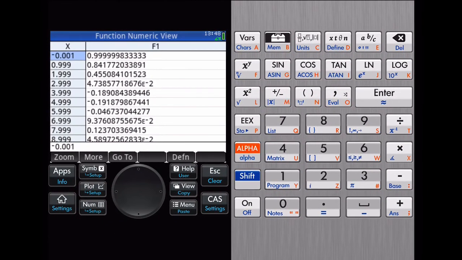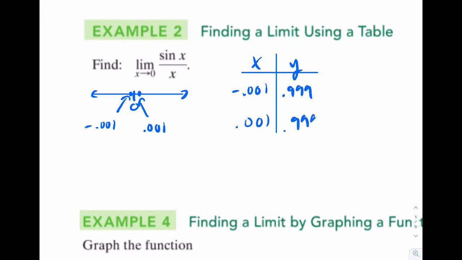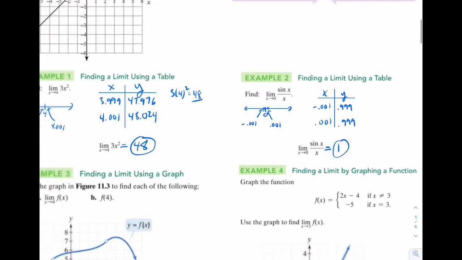And let's type in positive 0.001. Once again, 0.999. So that means our limit, so I'll just copy this thing. Our limit, as x approaches 0 for this function, is 1. And notice how I'm copying the whole thing? That's proper notation. You want to say the limit of your function is equal to 1.